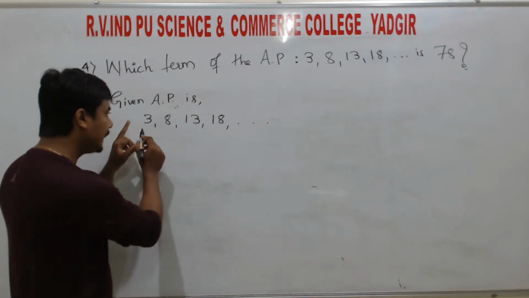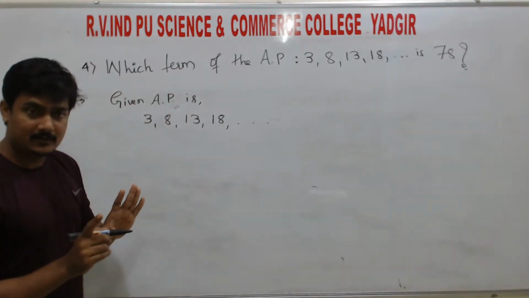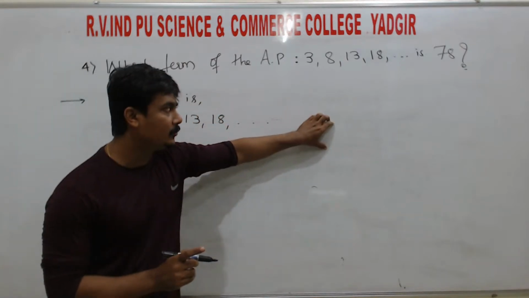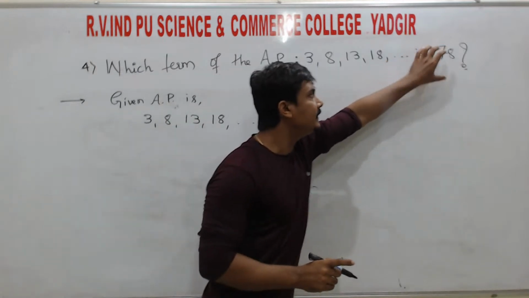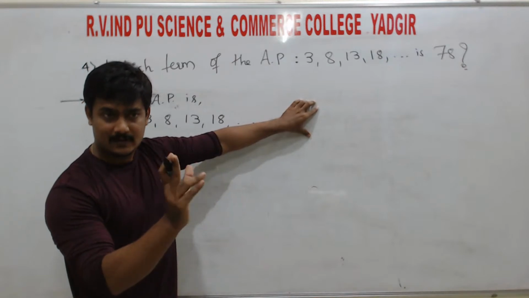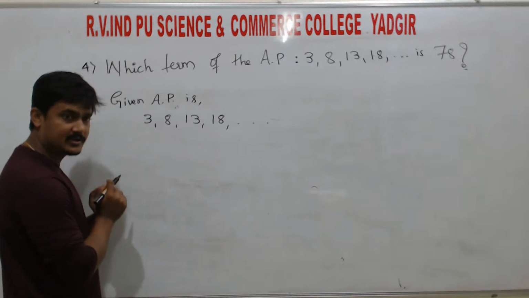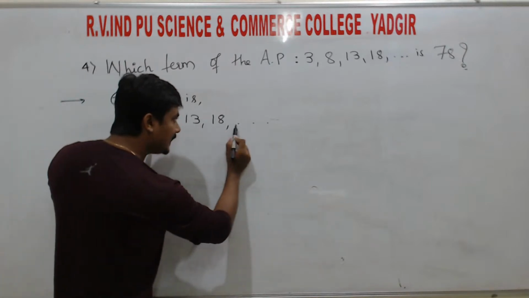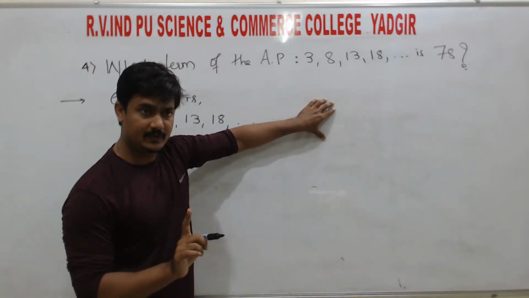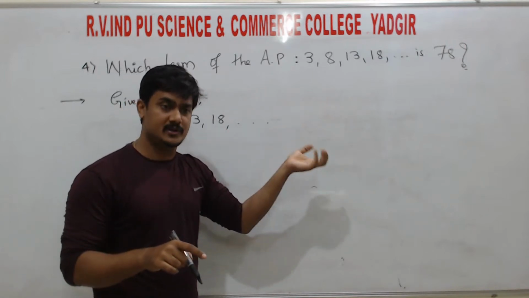If you go on writing down the terms of this arithmetic progression, you are going to get 78 as one of the terms, but you do not know what its position is. Are you getting my point? Here the arithmetic progression is given with 4 terms. If you go on completing this arithmetic progression, you will get a number 78. You will get 78 as one number. You need to find out what its position is.